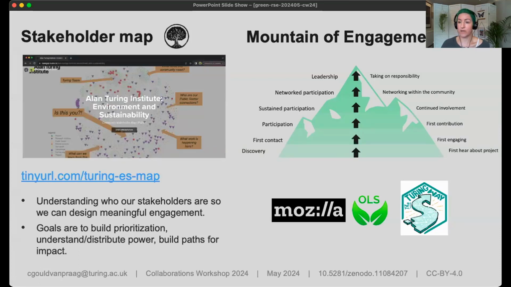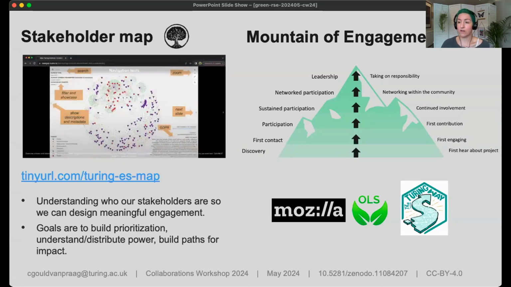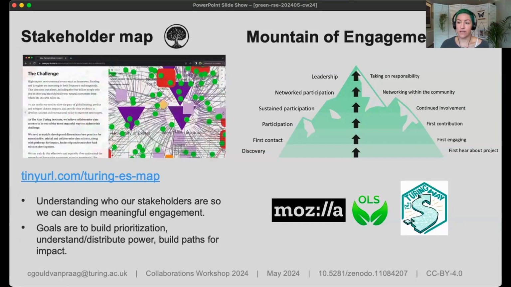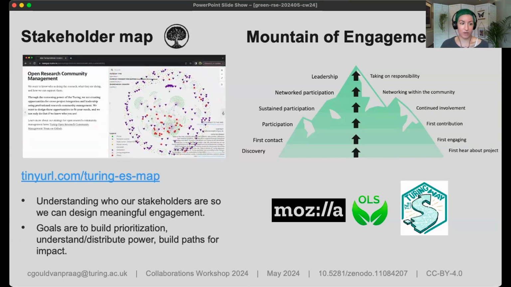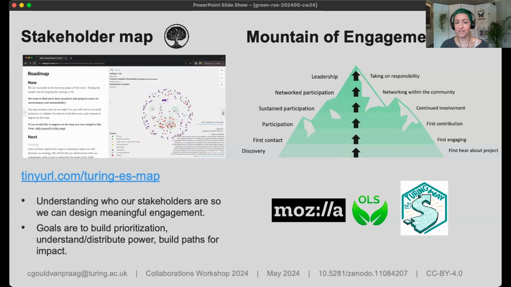So all of this work can become bottom up and we can all have paths to impact. And then the other part of how we operate is using this model called the Mountain of Engagement, which is a Mozilla model, and it came to me by Open Life Sciences. I think there's some OLS alumni in the audience with us today.